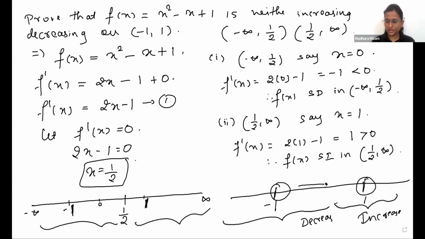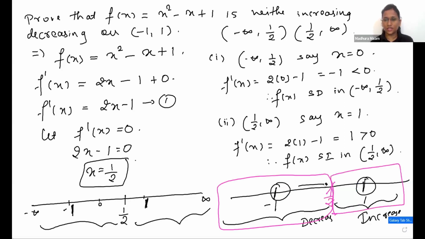This much it is decreasing, and this much it is increasing. So overall, from minus 1 to plus 1, this much it decreased and this much it increased. So is this nothing but, in minus 1 to plus 1, it is neither increasing nor decreasing? Is this clear? Yes, ma'am.